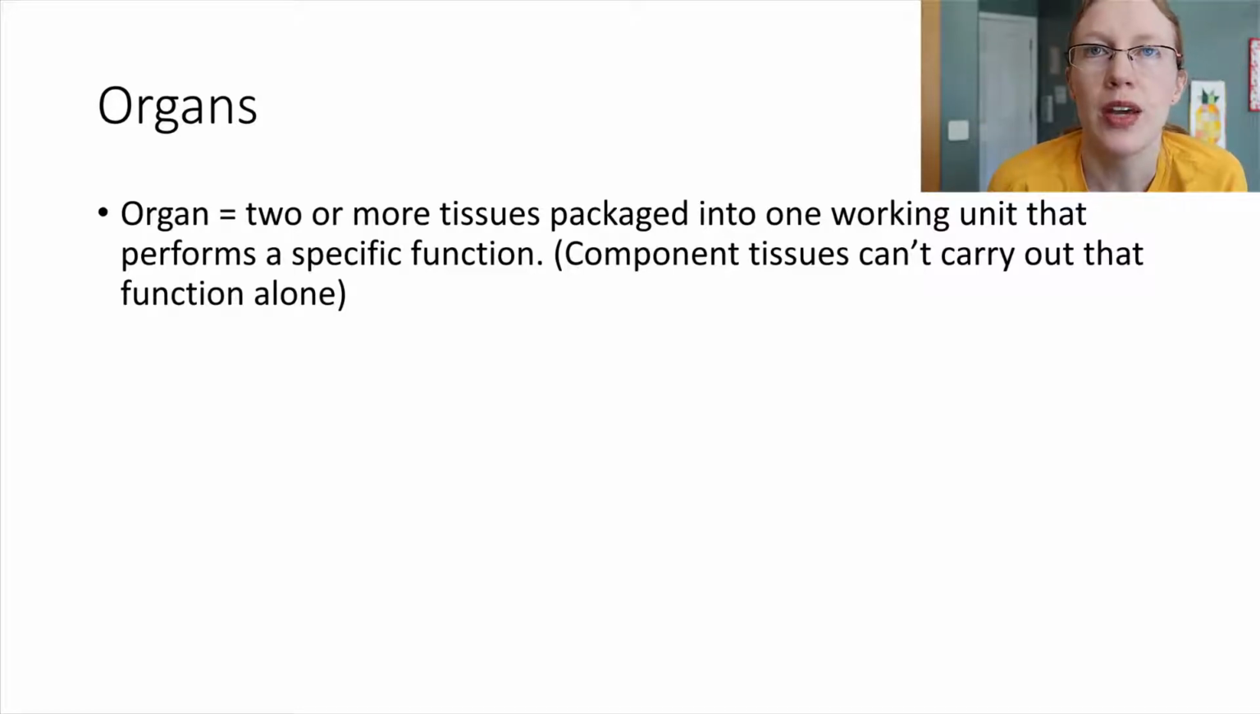An organ is what we get when multiple tissues work together in order to accomplish something. And this is something that the individual tissues would not be able to accomplish. So organs are a little bit more specialized, more targeted in terms of what they are doing.